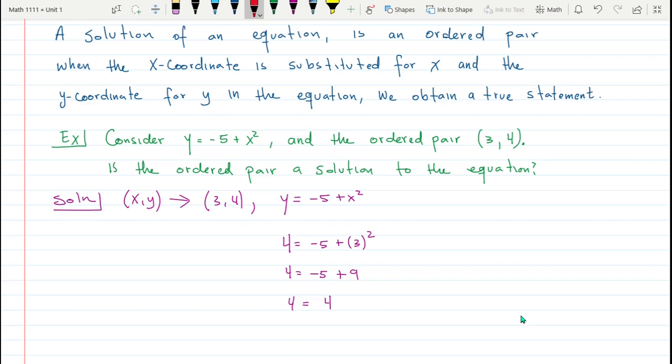And this is a true statement. The left equals the right. 4 is equal to 4, right? That's a true statement. And that's what a true statement is, in case you didn't know. The left side of the equation has to be the same as the right whenever you simplify it, okay?